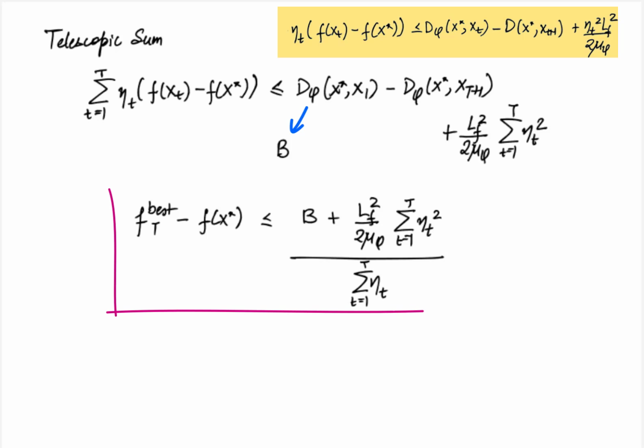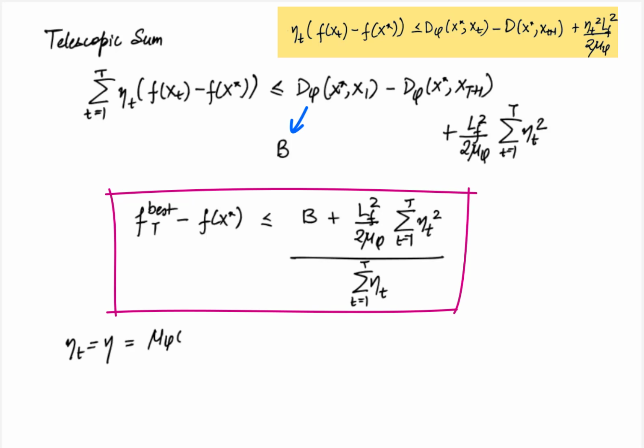So as in the subgradient case, there are two ways to select eta t. If we know epsilon in advance, then we can set eta t equal to mu phi epsilon by Lf square, in which case the bound will be T equal to order b Lf square by mu phi into epsilon square.